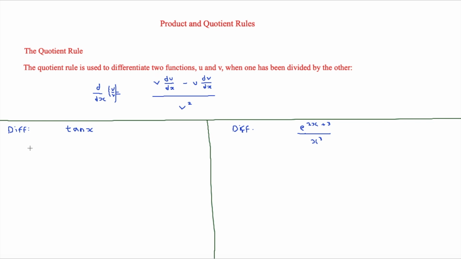So now let's look at differentiating tan x. As this may look like it can't be the quotient rule used, as it doesn't look like something's divided by the other. However, when we look at the identity, we can change this to sine x over cos x.